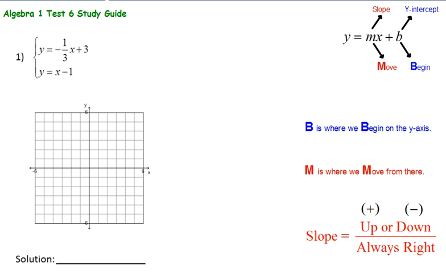So let's go ahead and take a look at the first one. You've got y equals negative 1/3 x plus 3 and y equals x minus 1. Now if you're redoing this test, I'm assuming you did well on test 4.